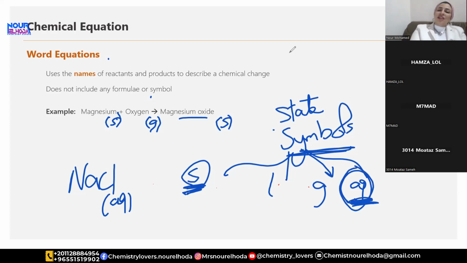What else can I write AQ for? For all acids and for all alkalis. If you have any acid like HCl, for example, you will write aqueous. When I write HCl, you write aqueous. Any acid is aqueous, and alkalis are also aqueous, so you write AQ.